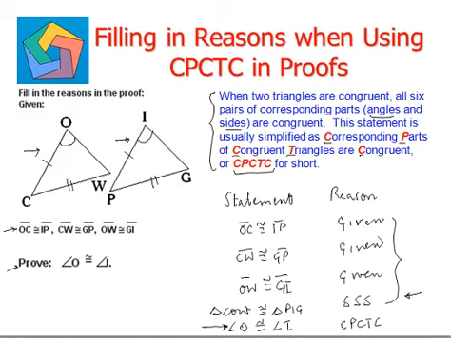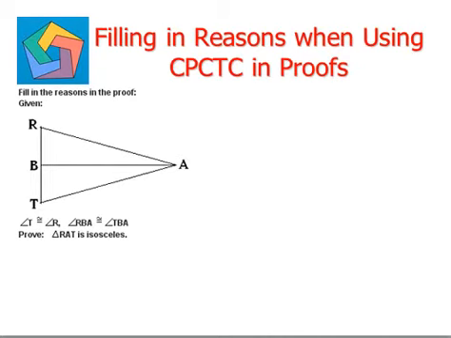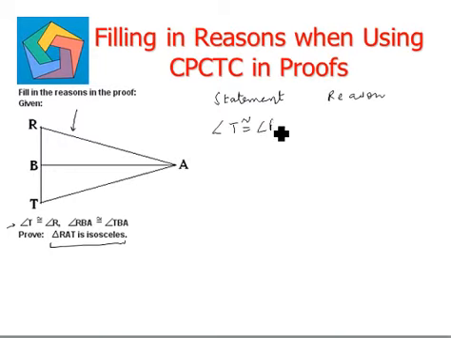Let's try the next question. Fill in the reasons in the proof, and we're given this figure and we're given some statements. We have to prove that triangle RAT is isosceles. So now we write the statement and the reason. First we see what all is given to us. Angle T is congruent to angle R. This is given to us. Let's mark it. Angle T is congruent to angle R.